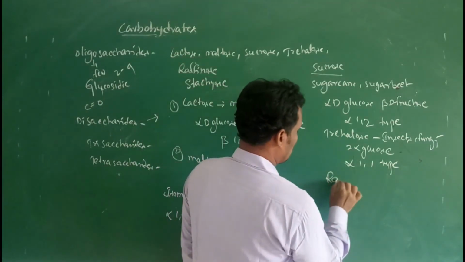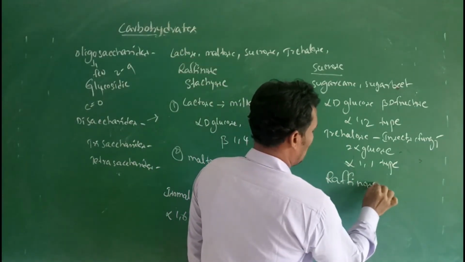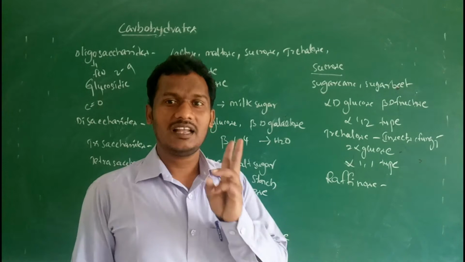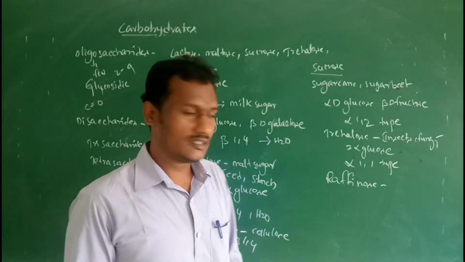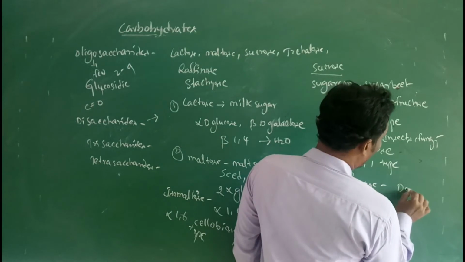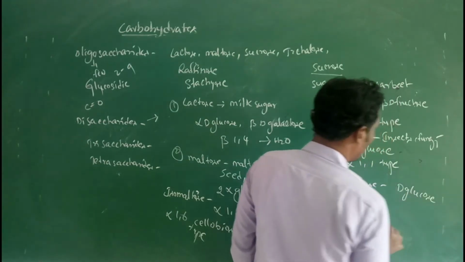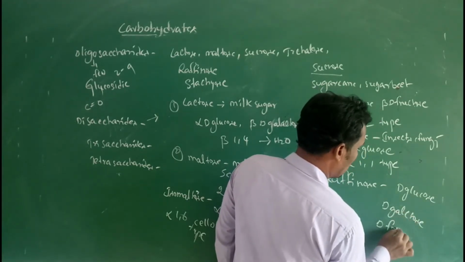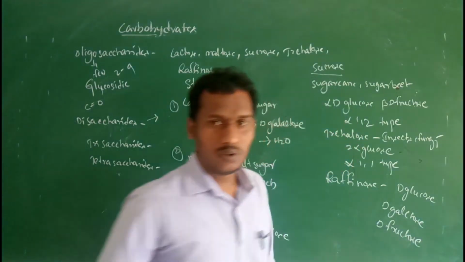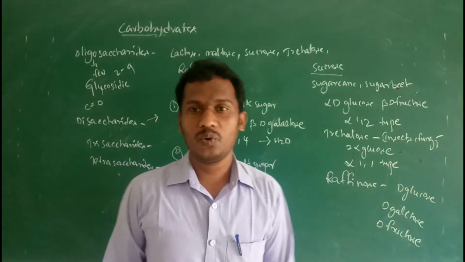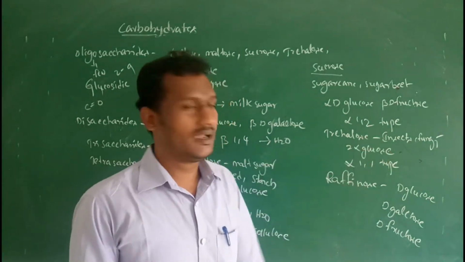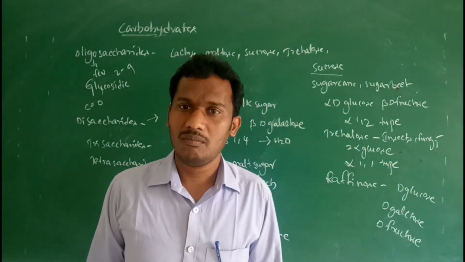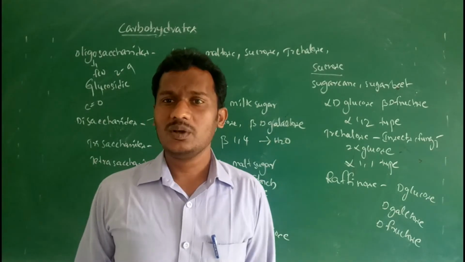Next one, raffinose. Raffinose is a trisaccharide, that means three monosaccharide units are present. These are D-glucose, D-galactose, and D-fructose. These are joined by glycosidic bonds, with elimination of two water molecules. So these are the oligosaccharides.